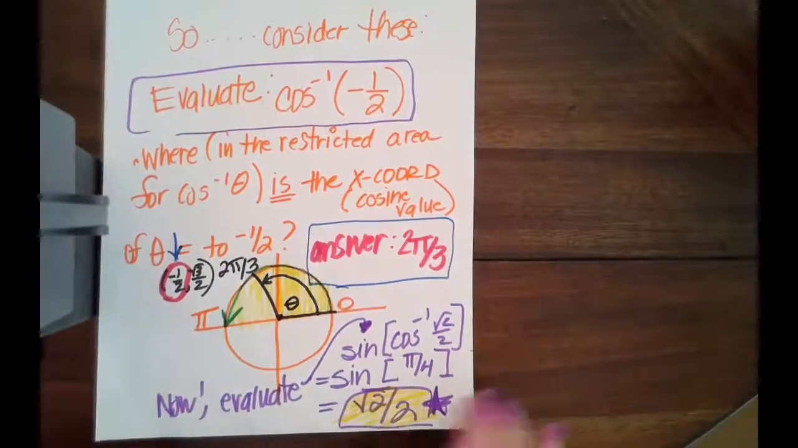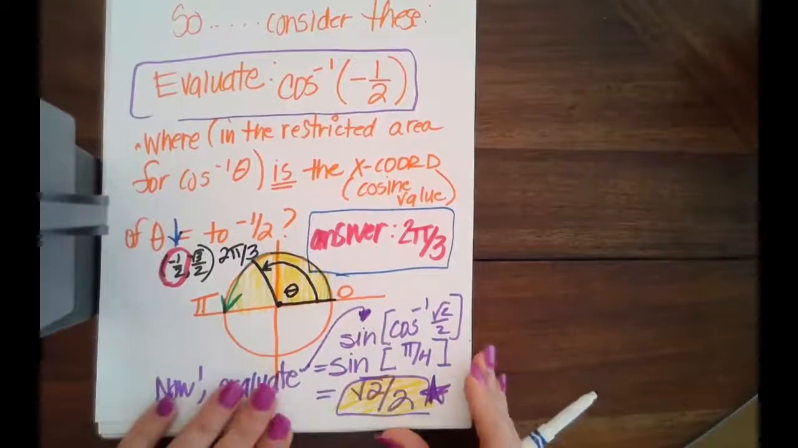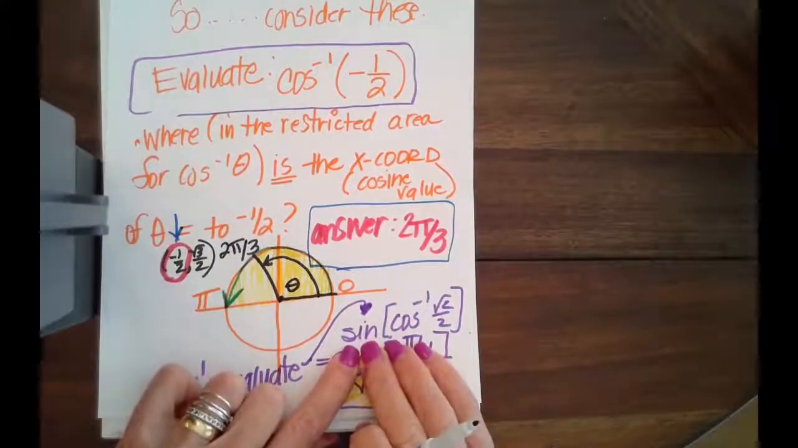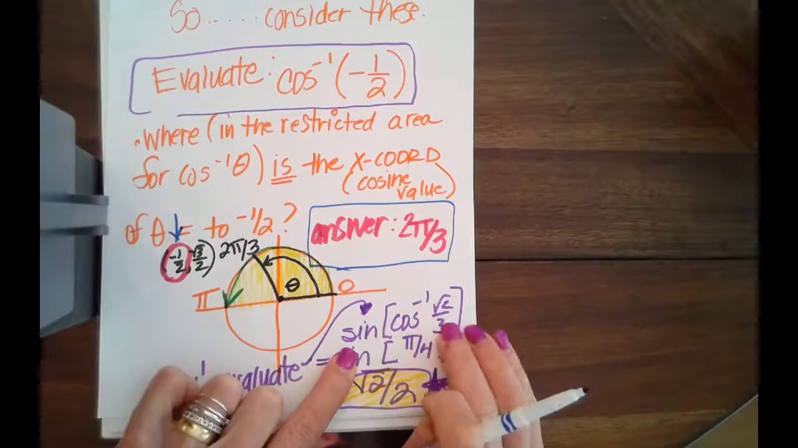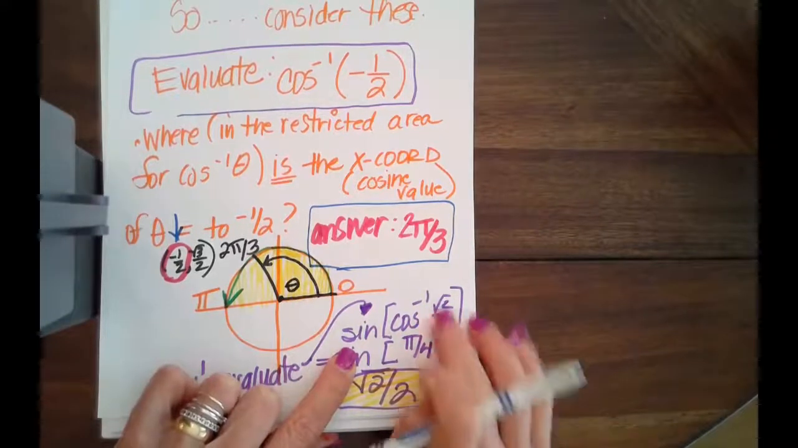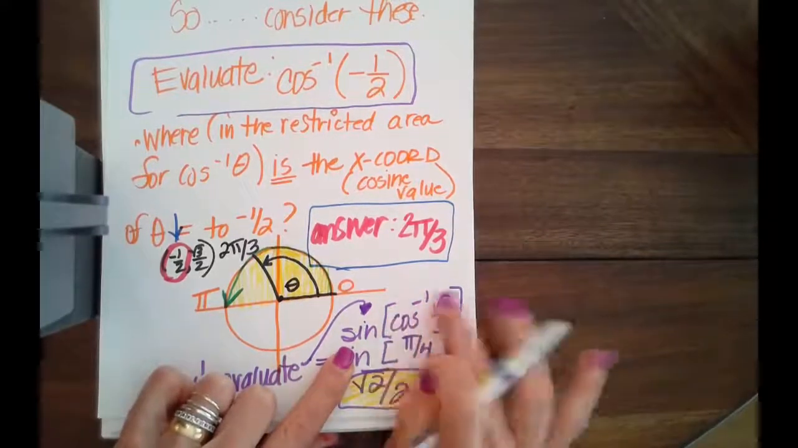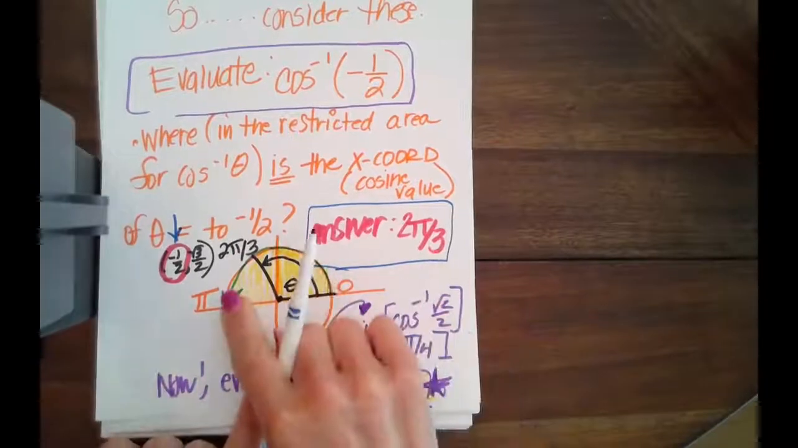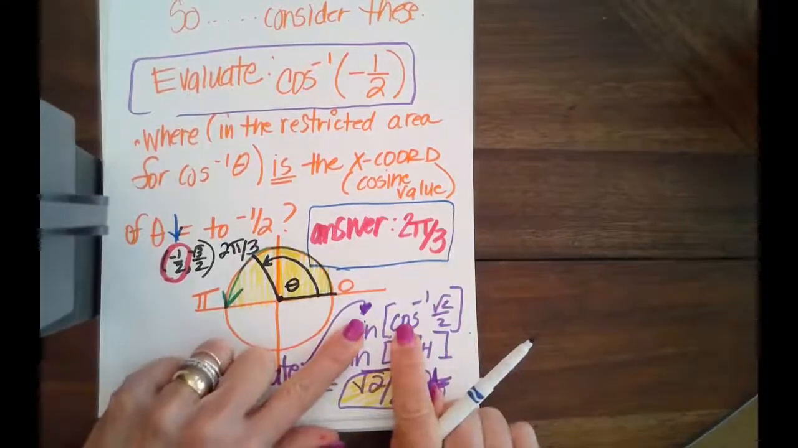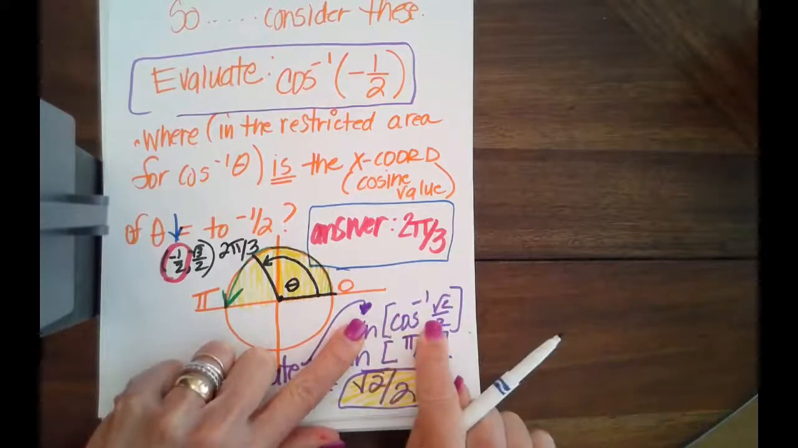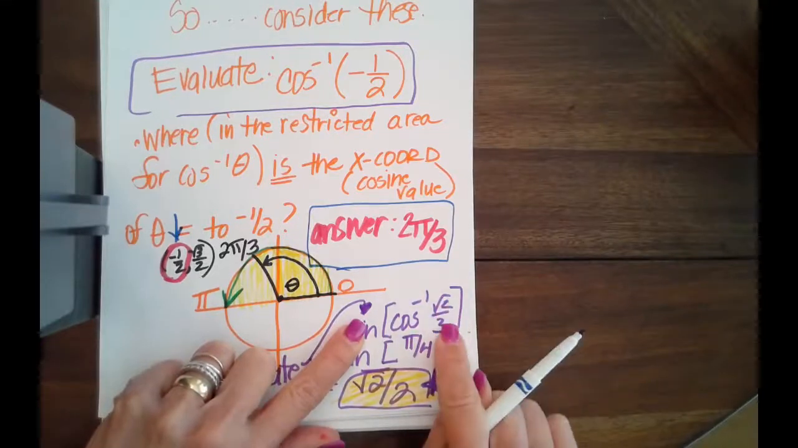Okay, now let's evaluate this guy. The sine of the cosine inverse of radical 2/2. Oh, excuse me, yeah, radical 2/2. So remember, we start on the inside. In this restricted region, I'm looking for a theta that gives me a cosine value of positive radical 2/2.